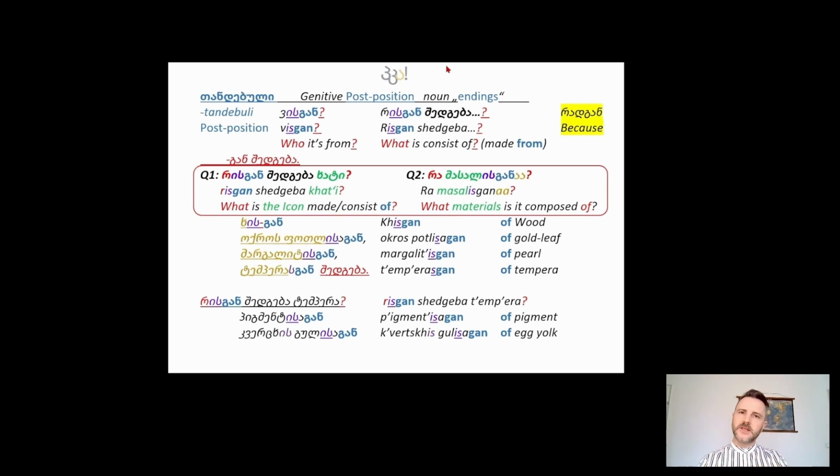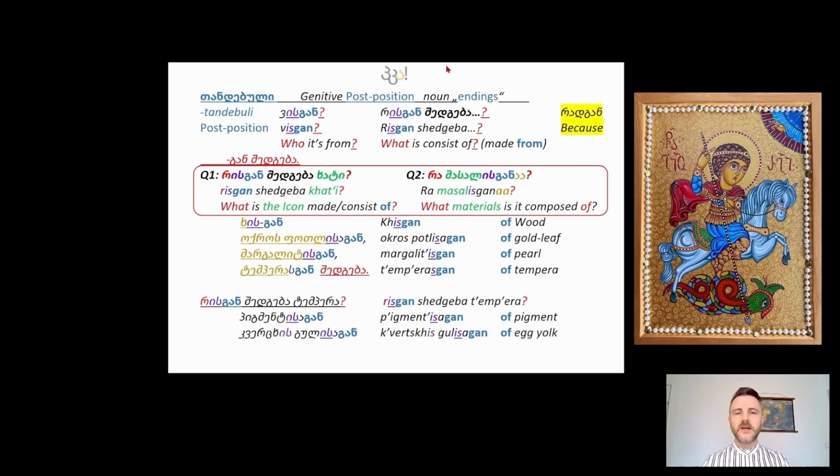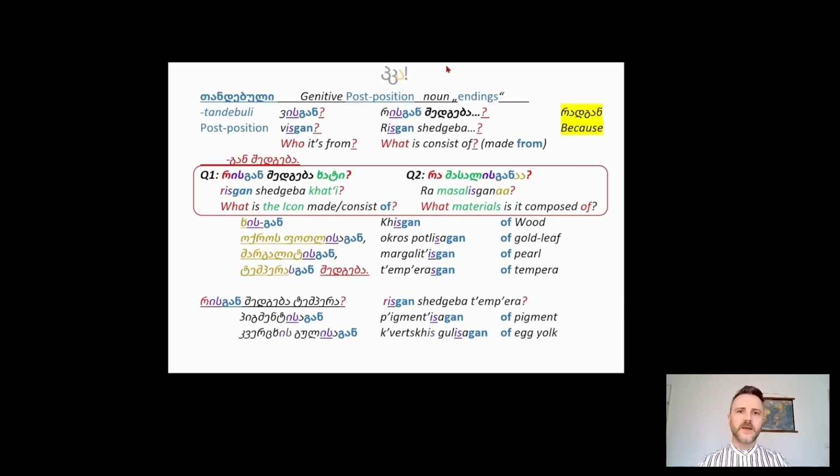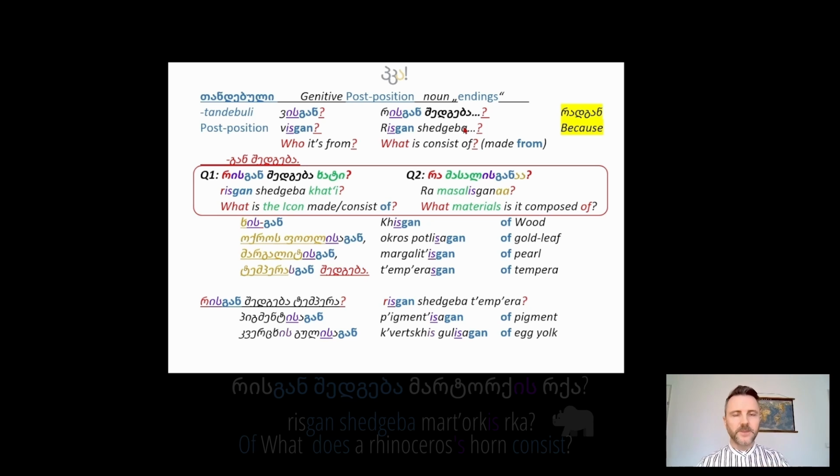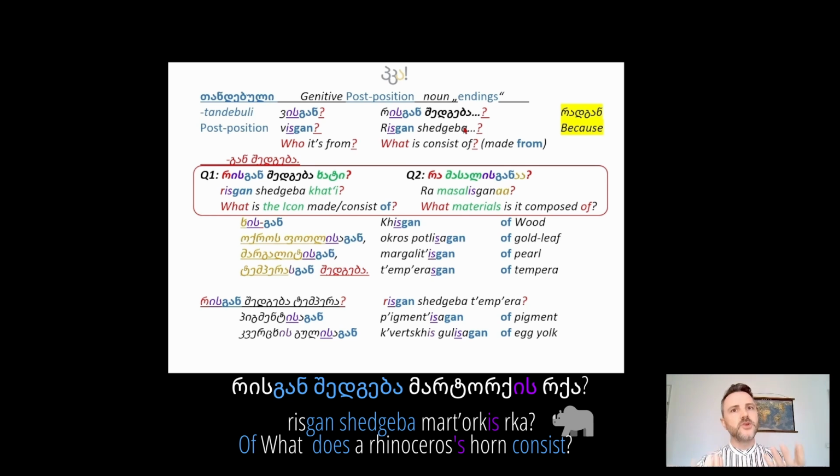Let's go back to this icon. Now we can take a look at it and we want to know, what is it made of, you know? And we already know GAN. However, what if we wanted to go deeper? Then this question, GAN shedgeba, gives us a more concrete question. It's often used with what is the universe made of? GAN shedgeba, the universe. GAN shedgeba, a rhinoceros horn.